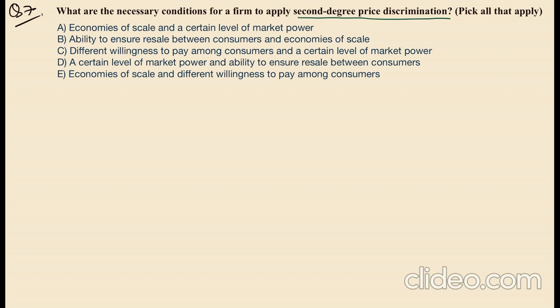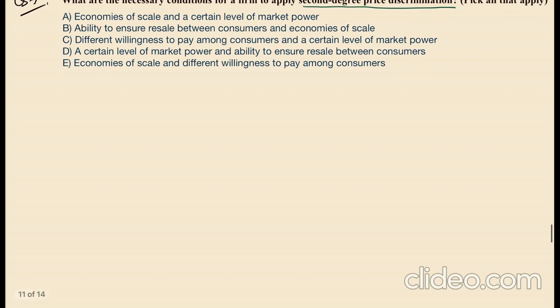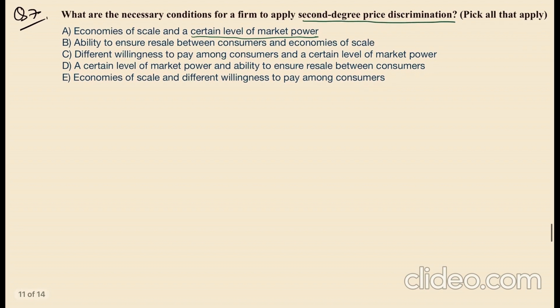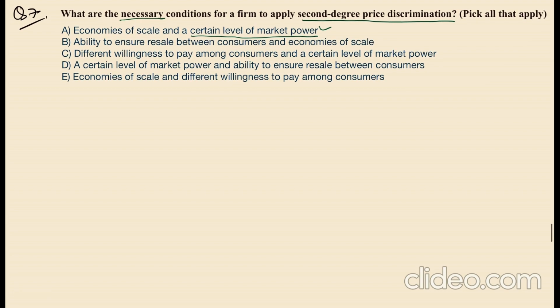Option A, economies of scale and a certain level of market power. Now, definitely you need a certain level of market power. If you don't have any market power at all, how will you apply this price discrimination? Have you ever heard of a firm in a perfectly competitive market employing this price discrimination? No, it's not possible at all. So you need to have a certain level of market power. So this is correct. Now, economies of scale, well, it is good to have economies of scale, but I don't think it is necessary as such, right?